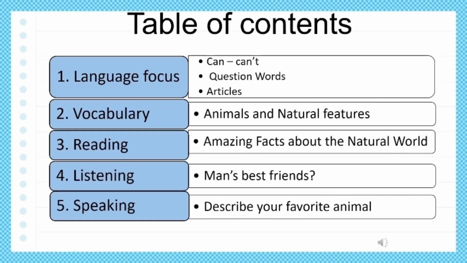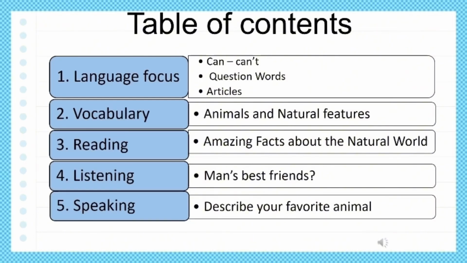Then we read a passage called Amazing Facts about the natural world. It's full of interesting information. After that, we listen to an audio called Man's Best Friends and learn more about animals that help people. Finally, we'll have a speaking activity. You'll describe your favorite animal.